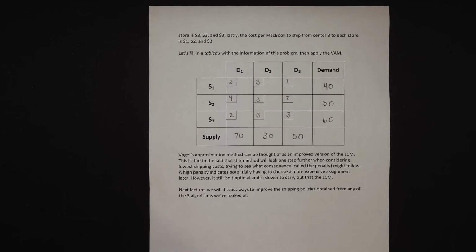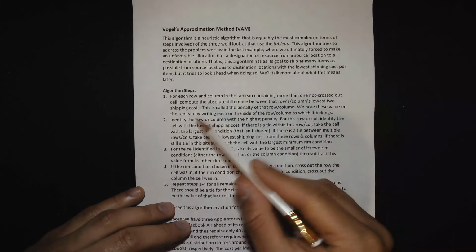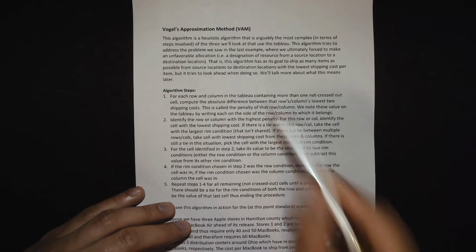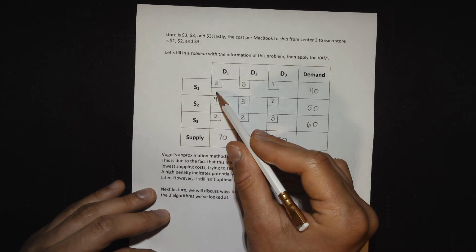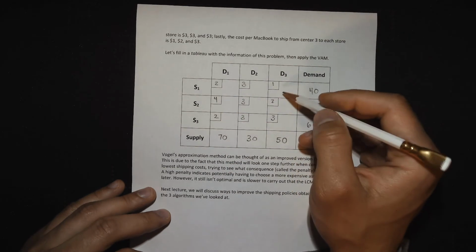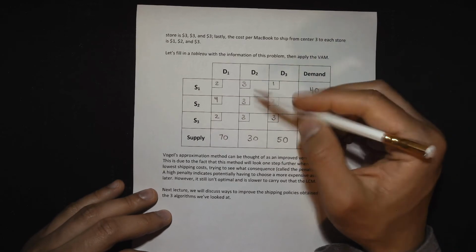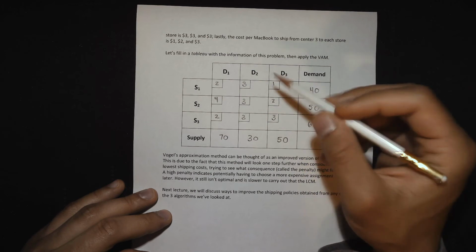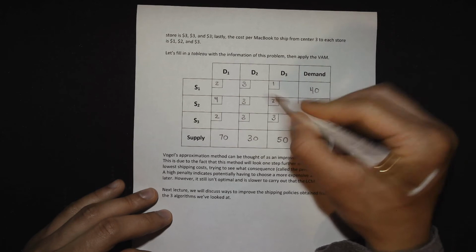Let's use Vogel's approximation method to find a shipping policy. Alright, so step 1 is to look at each row and column containing more than one not crossed out cell and compute that row's or column's penalty. So we could start with the first row, identify the lowest 2 shipping costs in that row, which is 1 and 2. We then compute the absolute difference, which is just the absolute value of one minus the other. So we could subtract the smaller from the larger and not have to worry about absolute values at all, because we know that'll be positive. So in this case, 2 minus 1 is 1.